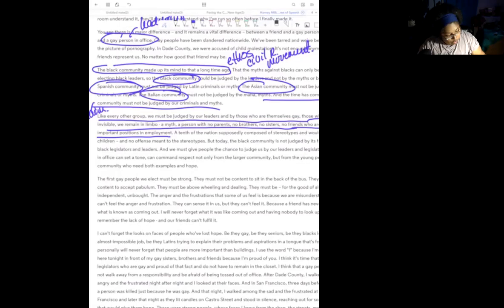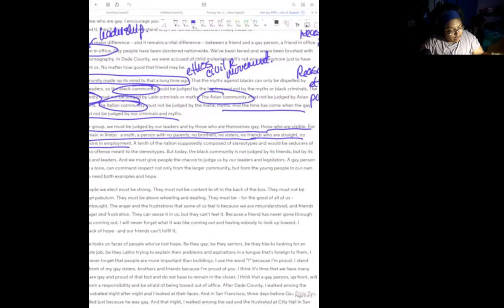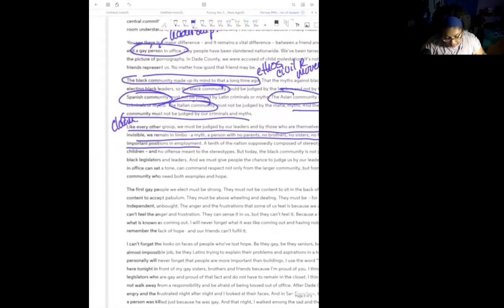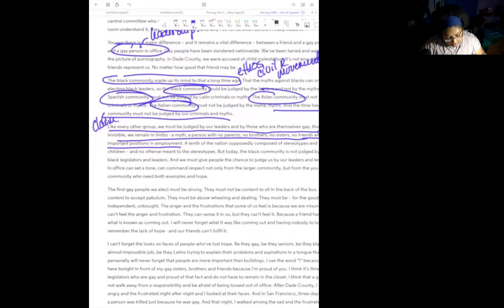And so he uses a little bit of evidence. So all this is happening, but today the Black community is not judged by its criminals, but by its Black legislators and leaders. We must give people the chance to judge us by our leaders and legislators. And so not only is he adding more arguments and more logs to the fire with reasoning, he also has evidence here. So he has the claim, and very shortly, he's got evidence. And the evidence is, well, you see how the Black community can be judged or should be judged by their leaders.